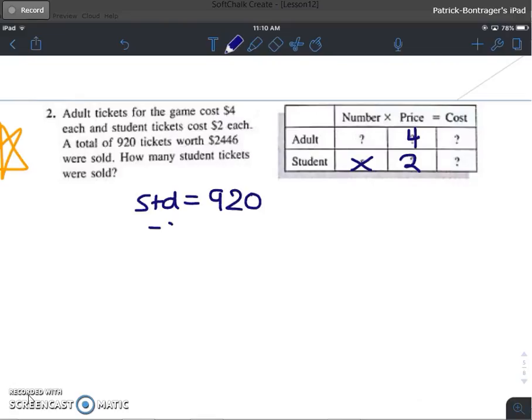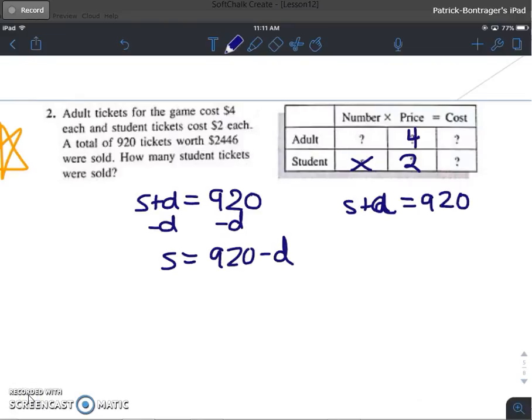So if I subtract D, I get students equals 920 minus D. I could do the exact same thing for the other one. So student plus adult equals 920. So again, we could subtract this time. So we could say adults equals 920 minus students. So that's what we got here. We'll fill in 920 minus X.